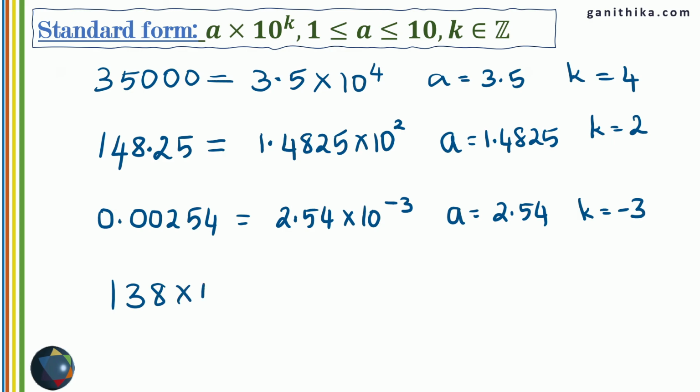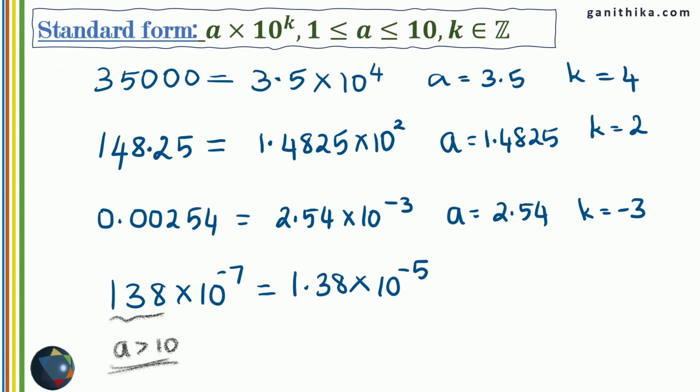Next is 138 times 10 to the power of negative 7. It looks as if it is already in standard form, right? But you can notice that 138 is not less than 10. It is more than 10, therefore this is not in standard form. So you have to change 138 to a number which is less than 10 and more than 1, which will be 1.38. And therefore changing the 10 to the power of negative 7 to negative 5, you will get the original number. So here you can see that a is 1.38 and k is negative 5. 1.38 is more than 1 and less than 10, so it's okay for a.